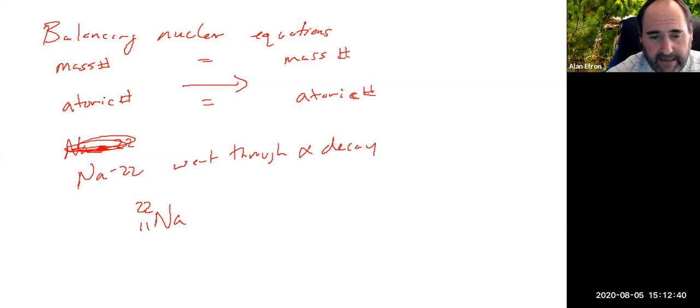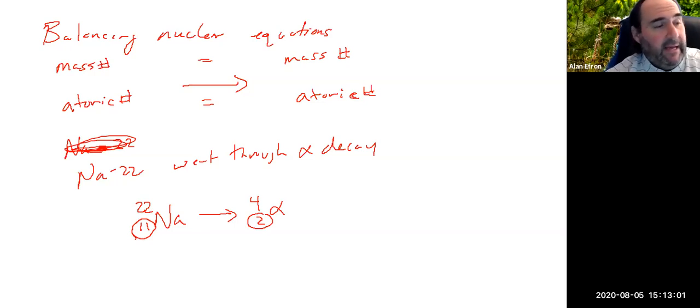Any type of decay process means that the decay particle will end up on the product side. And what we would want to look at is the atomic number on the bottom. So we have 11 on the left and 2 on the right. That gives 9, and that would be our missing atomic number. We would go to the periodic table, and that would be fluorine.